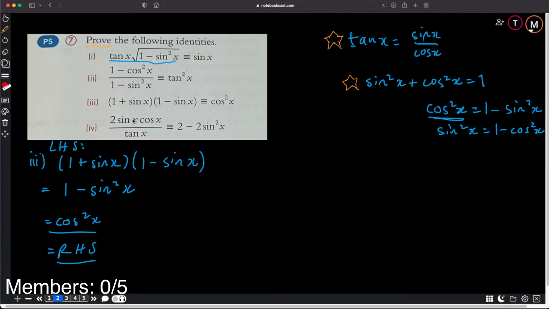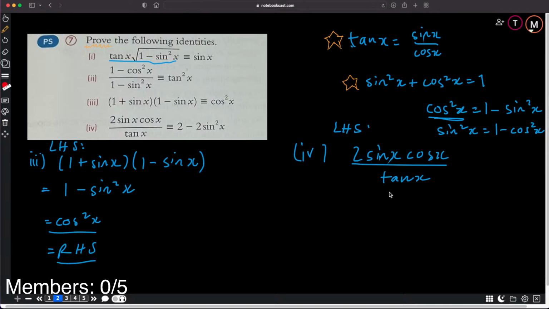is we have this expression 2 sine x cosine x over tan x. This is the left-hand side. We need to show that this is equal to 2 take 2 sine squared x. I would write tan x in terms of sine and cosine. One tip when you're given some trig identities, if you're given tan, for example, write everything in terms of sine and cosine, and that should make your life easier.